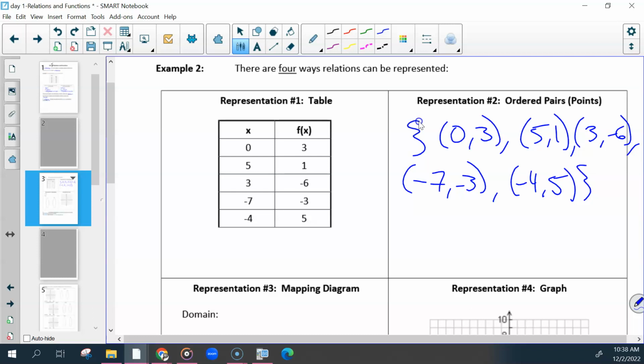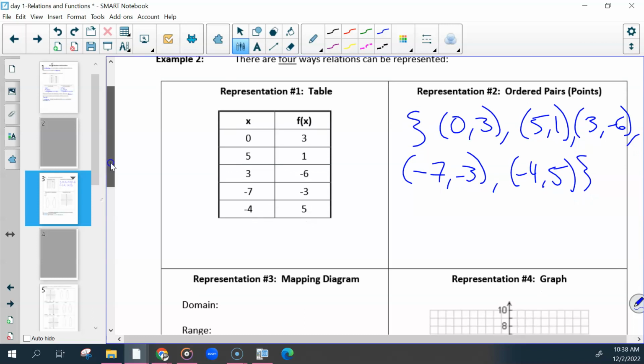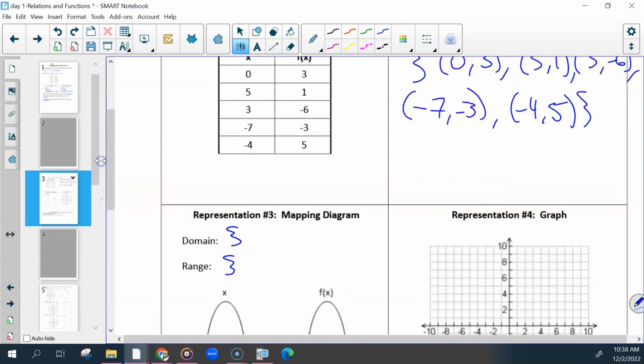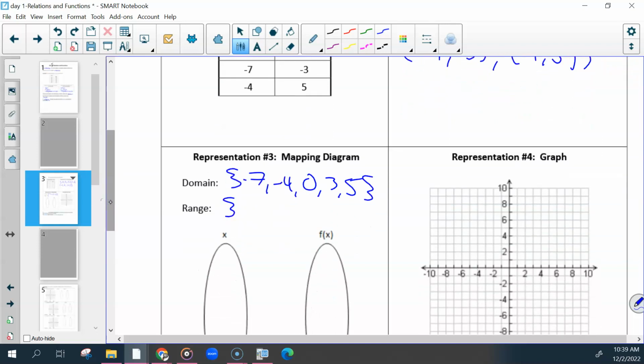Then we're going to take those same numbers and use our mapping. So from the table, from the ordered pairs, doesn't matter. We need to first list out our domain and range as a set of numbers, least to greatest. So for our domain, what would that be, least to greatest? What are our x values, least to greatest? Negative 7, negative 4, 0, 3, 5.